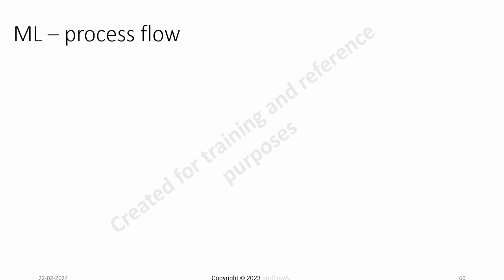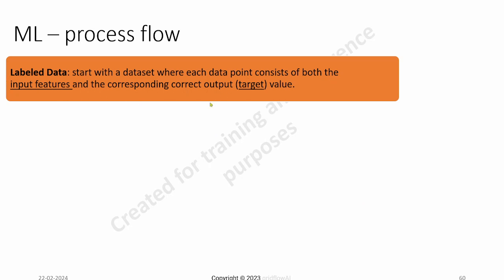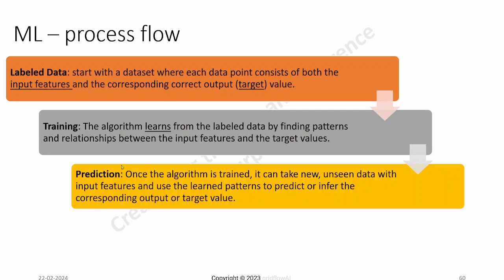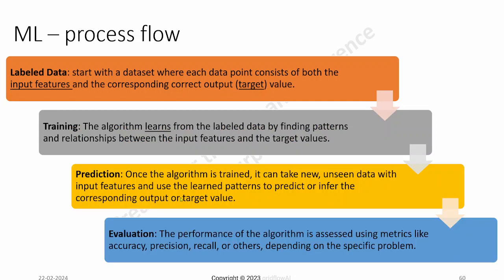So let's talk about now the machine learning process flow. Very simple. First, we need to label the data. That means the input data has to be mapped to some output or target. Then we train the machine learning model. And after that, we use the model for prediction. Based on the prediction quality, we go through a process of evaluation and optimization.